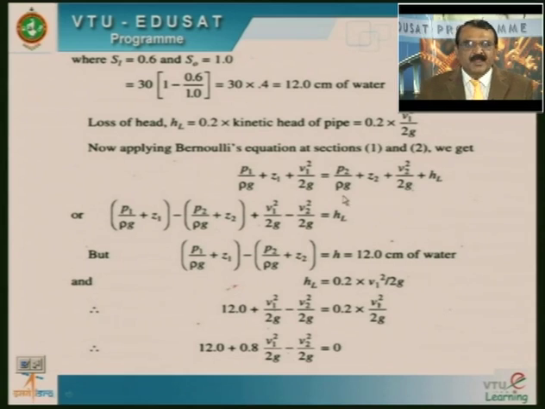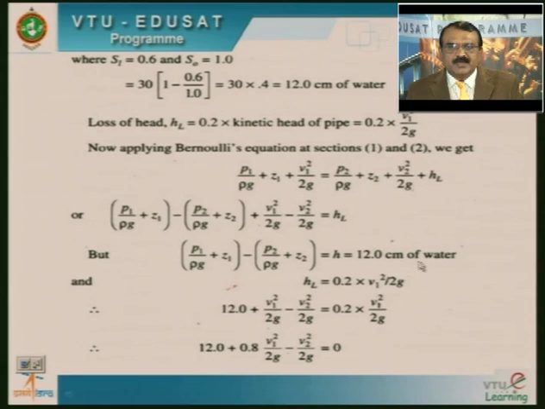This is HL. Now, again rearrange these terms. So, P1 by gamma plus Z1, put a bracket for this, and take P2 by gamma plus Z2 to the left hand side with a minus sign. Therefore, this becomes P1 by gamma plus Z1 minus P2 by gamma plus Z2 plus V1 square by 2g. Push this term also onto the left hand side, minus V2 square by 2g. This must be equal to HL. Now, just now you calculated the value of P1 by gamma plus Z1 minus P2 by gamma plus Z2. That is the value of H. H is equal to 12 centimeter of water.